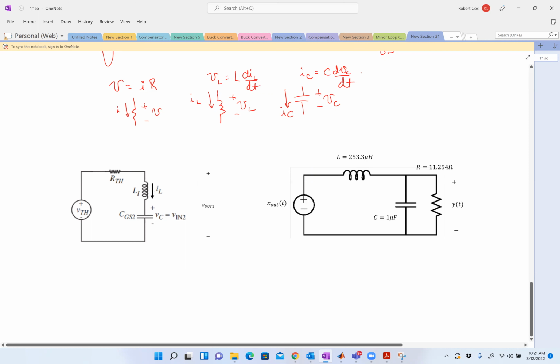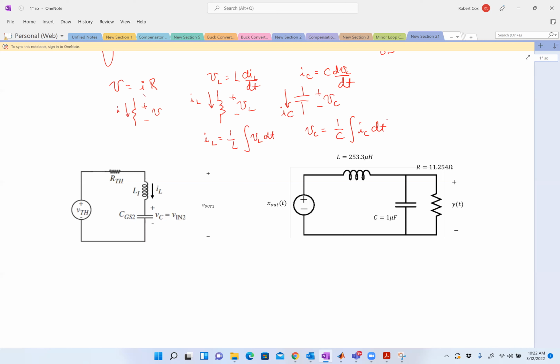When I'm talking about these new elements, these inductors and capacitors, the other thing I need to remember is that I can write these two things. It's very simple to solve for the current in a resistor. If I know the voltage across it, I can solve for the current with simple algebra. In the case of an inductor, I have to do calculus. The other relationship would be IL equals 1 over L times the integral of VL dt. And here, VC equals 1 over C times the integral of IC dt.